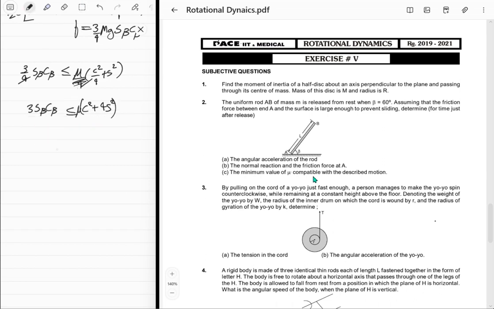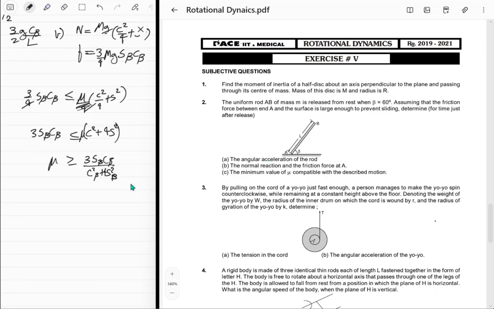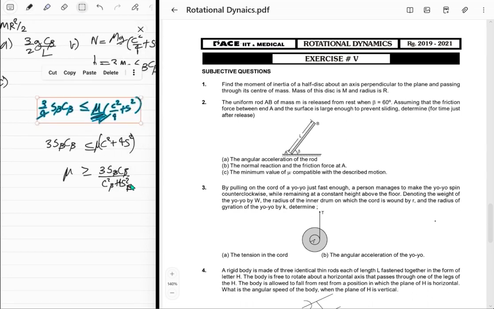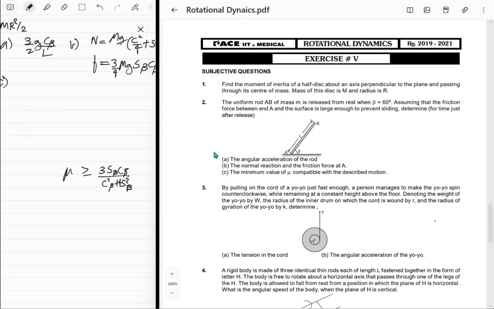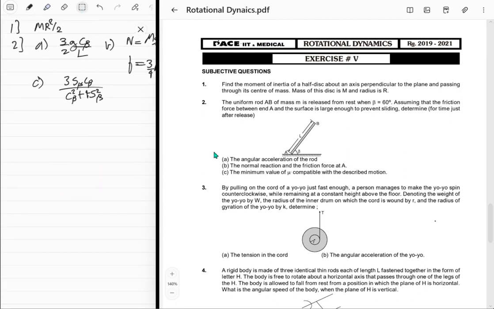How could I forget that? So mu should be bigger than or equal to 3 sine beta cosine beta upon cosine squared beta plus 4 sine squared beta. I'm gonna leave it like that because they gave beta as one of the known quantities. Did they say it doesn't slip throughout? No. Okay, it just says right away it doesn't slip. So there we go. That's the minimum value, 3 sine beta cosine beta upon cosine squared beta plus 4 sine squared beta, I guess. Okay, let's go to third.